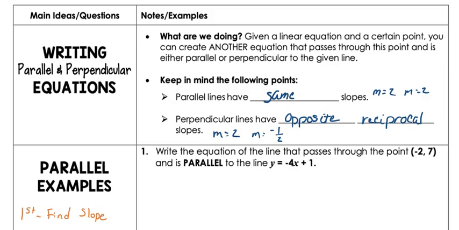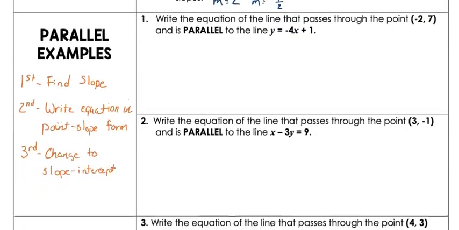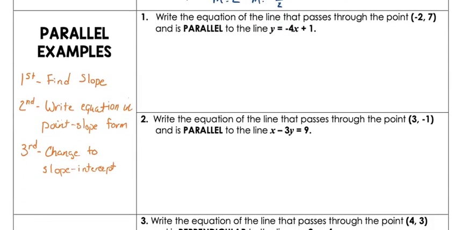So we have a process here. We're going to go through some steps. We're going to begin with the parallel set. So when we're talking about writing equations, we have three things we need to do. First, we have to find the slope. Regardless of what they give me, I have to figure out where the slope is. Did they tell me what the slope is? Is the slope inside an equation? Is it ready for me to say, here is the slope?